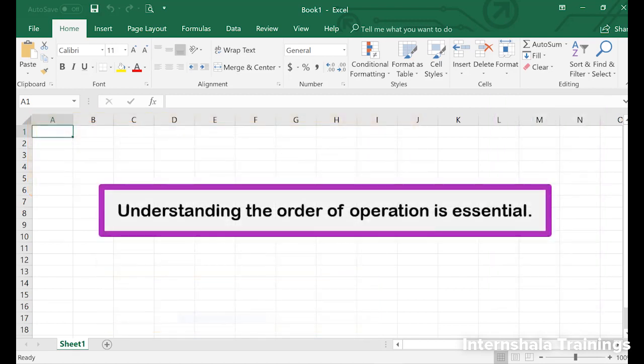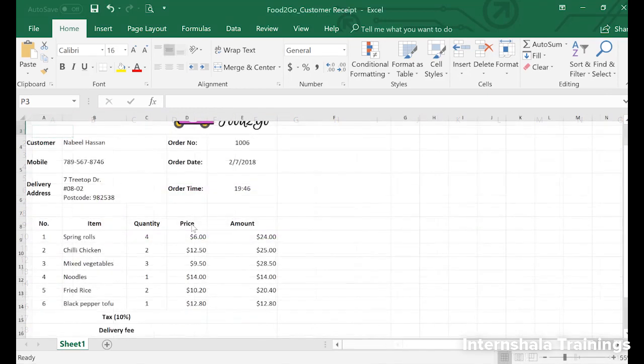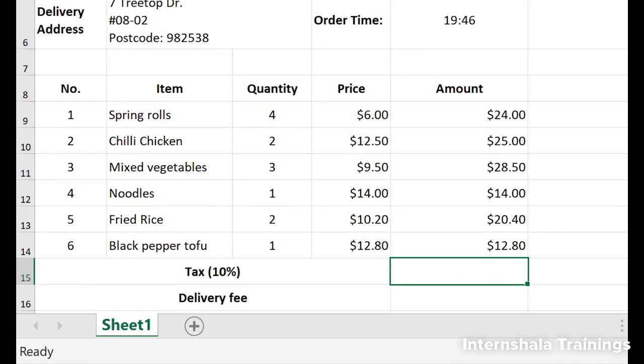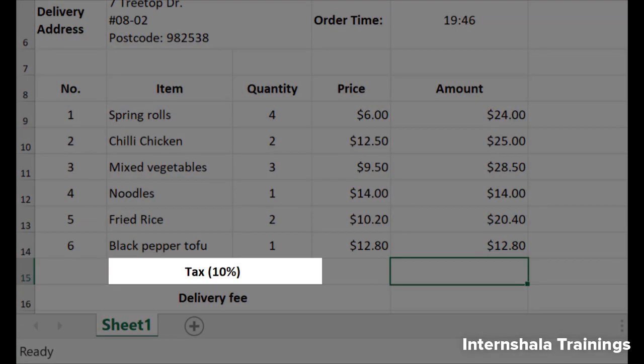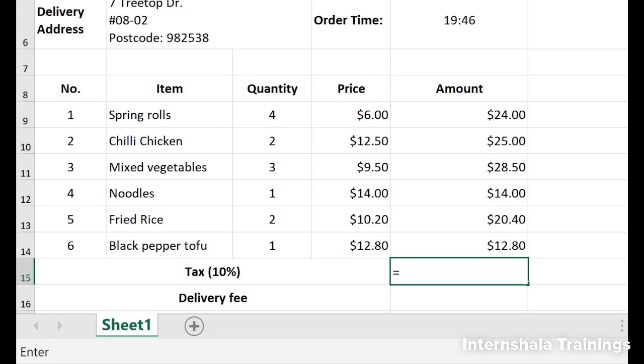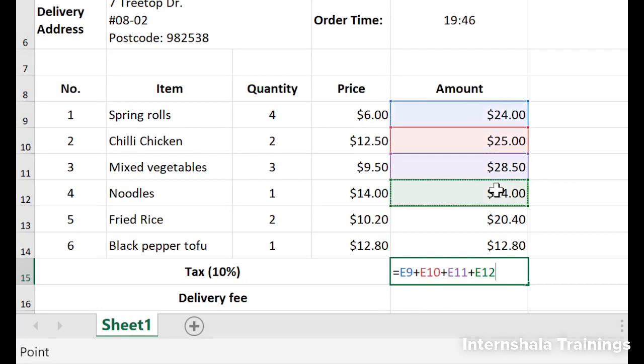It's essential for us to understand the order of operations well when creating more complex formulas in Excel. Let's look at our customer receipt again and see why. In cell E15 over here, we want to calculate the total tax amount on this food order. Since the tax rate is 10%, we can select all the cells, add them up, and multiply by 0.1.